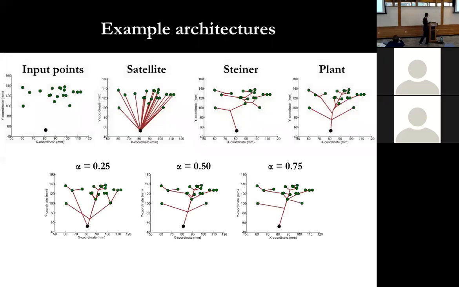Okay, so if we use our algorithm and apply alpha equals 0.25, we get something like this. If we do 50-50, we get something like this. 75-25, we get something like this. These are different networks that minimize that objective for different values of this trade-off ratio.